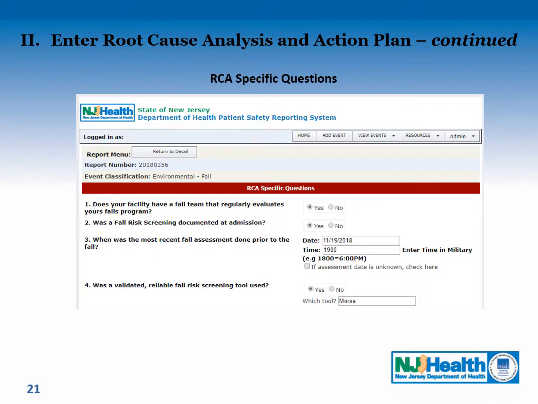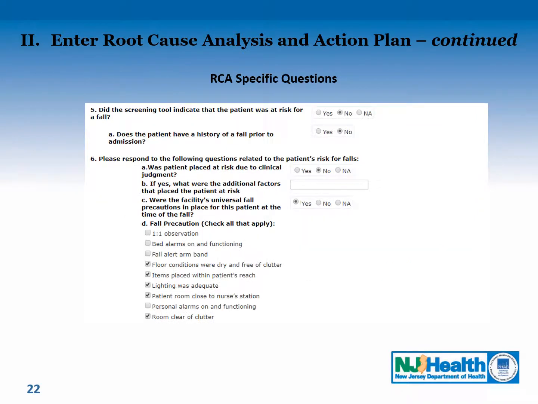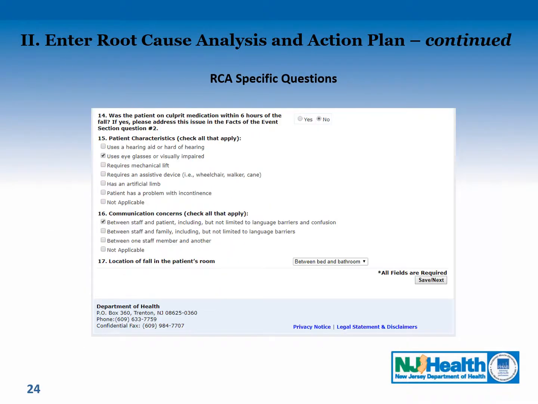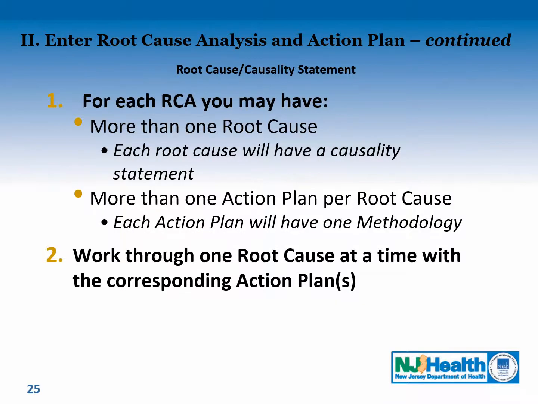The next screen is RCA-specific questions. These questions are specific to the event that you entered. Fill in all of the information on this screen. When you're done entering all of the required information, hit the Save Next button. After you have entered all of the required RCA information, you will be directed to the root cause causality section.